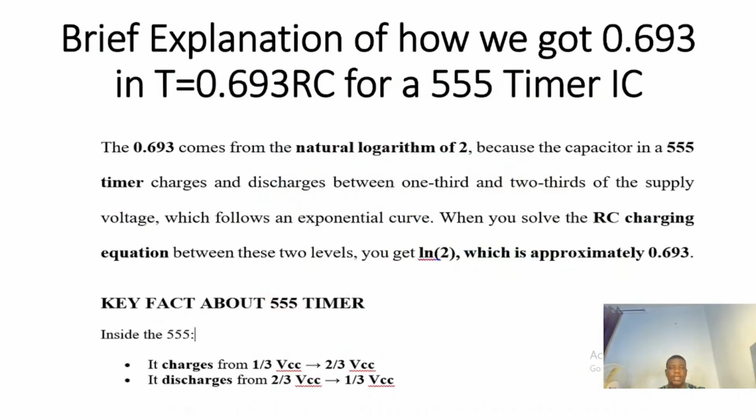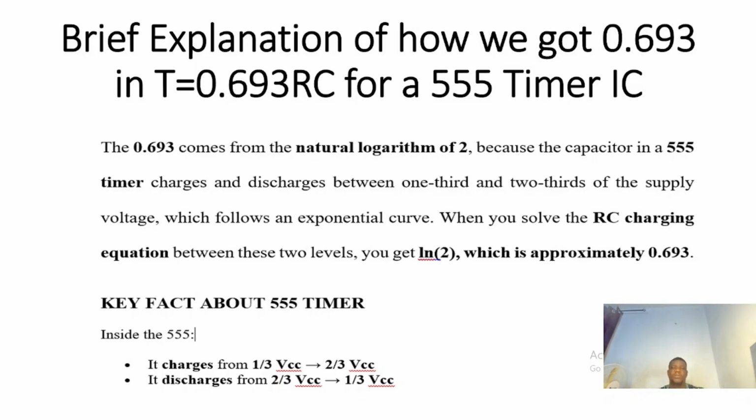Okay, this is a general question that my students asked, and I decided to make the video for them. They asked where is the 0.693 coming from in this formula we normally use for 555 timer IC.